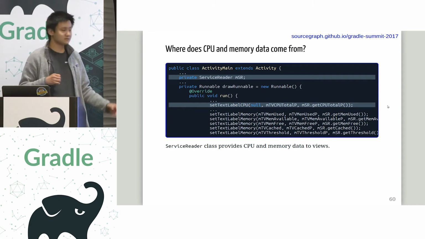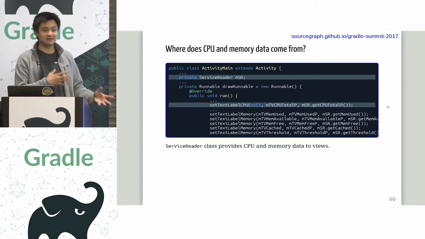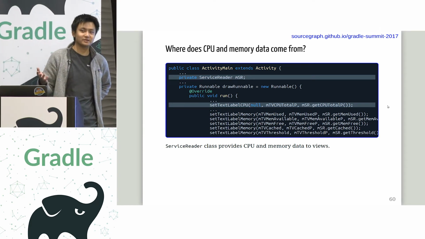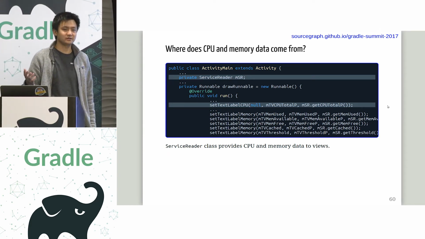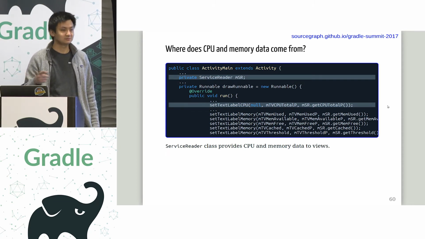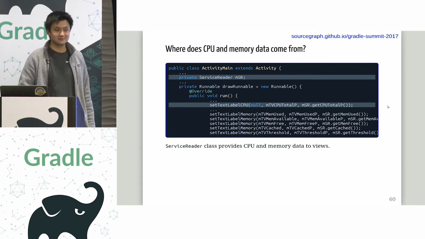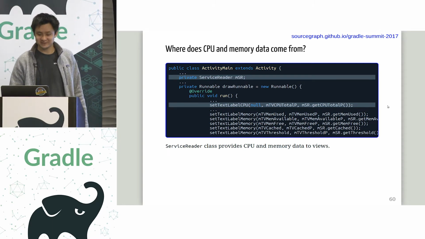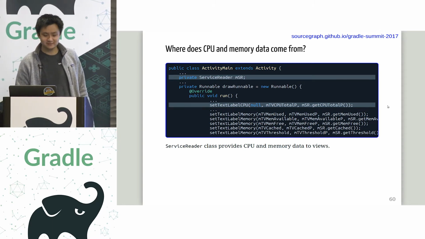What about the data side, the model side, the back end? So does anyone here know how you can read CPU and memory stats from the standard Android API? Anyone? Anyone want to take a guess? All right, no brave souls. All right, so let's dive into this.